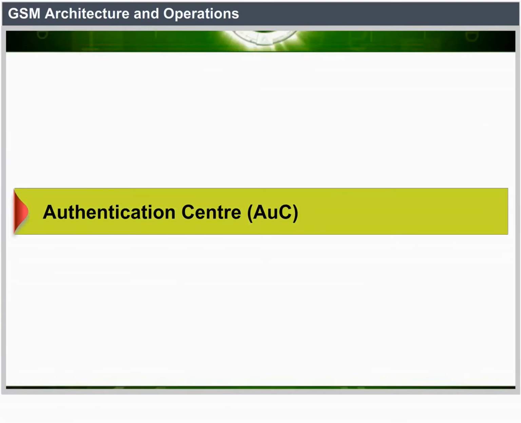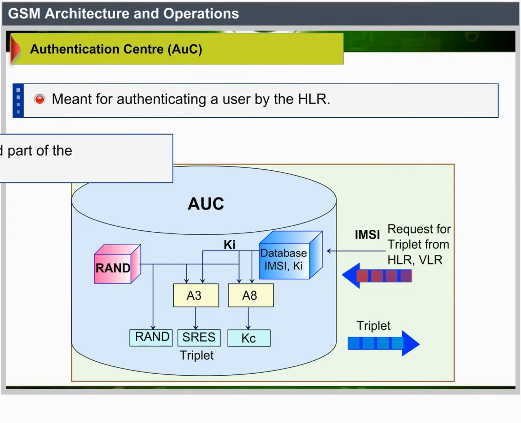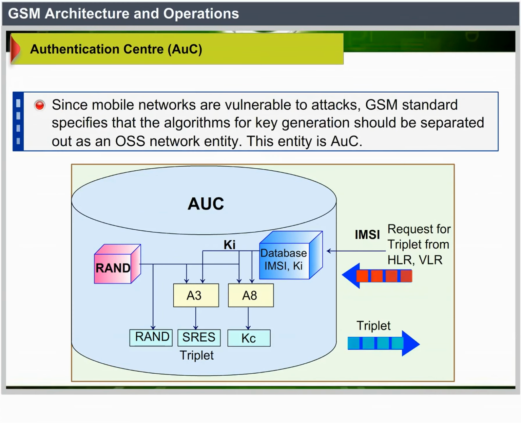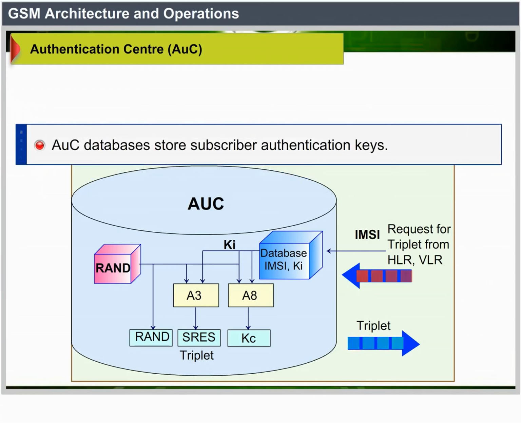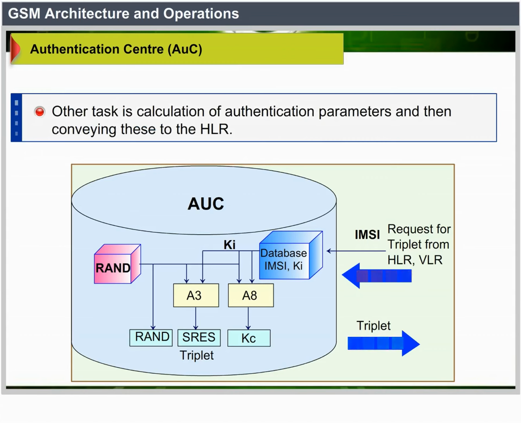Authentication Center, AUC, is used by the HLR to authenticate a user. The AUC may also be a secured partition, part of the HLR itself. Since mobile networks are vulnerable to attacks, the GSM standard specifies that the algorithms for key generation should be separated out as an OSS network entity. This entity is the AUC. AUC databases store subscriber authentication keys. Another task is calculation of authentication parameters and then conveying these to the HLR.